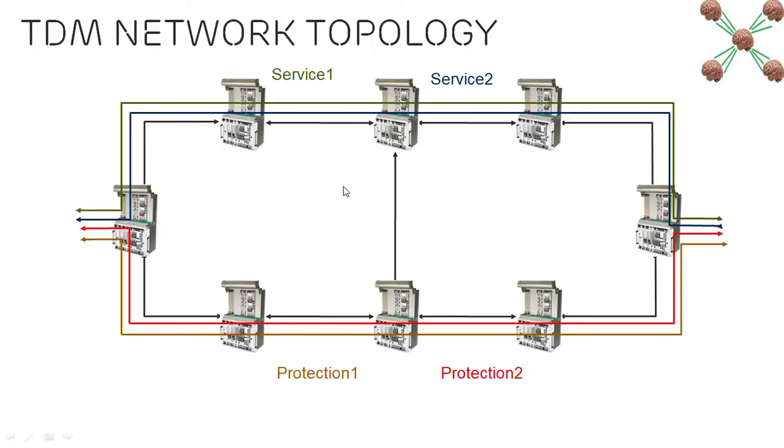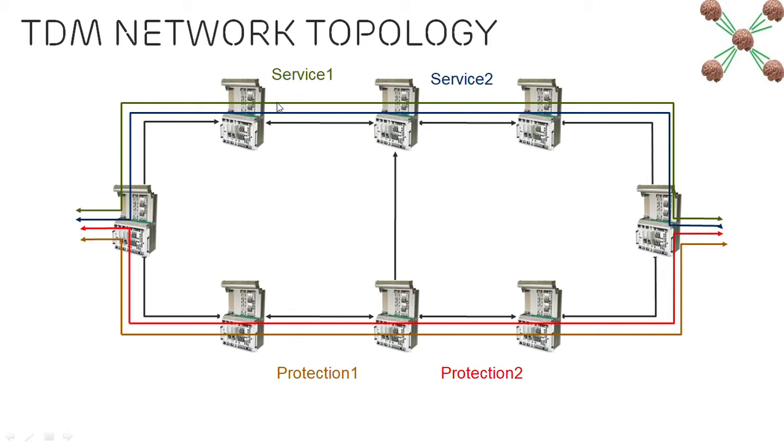So a TDM network generally has some boxes which are connected through fiber. This black color is fiber. So these boxes are connected to each other, and if you want to send a service, for example a 10 gig service from this point to this point, then you make a service which passes through all these intermediary nodes, and then it goes out from here.